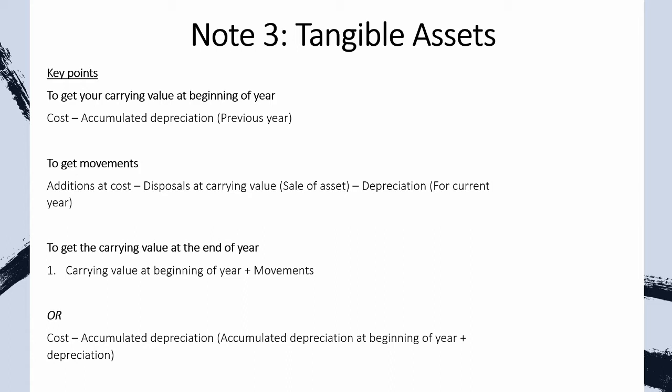Alternatively, you can use the carrying value at the end of the year minus your carrying value at the beginning of the year to get your movements. Then to get your carrying value at the end of the year, you could say carrying value at the beginning of the year plus movements, or cost minus accumulated depreciation. Accumulated depreciation at the end of the year is calculated by taking accumulated depreciation at the beginning of the year and adding the depreciation for the current year, and that is under movements.